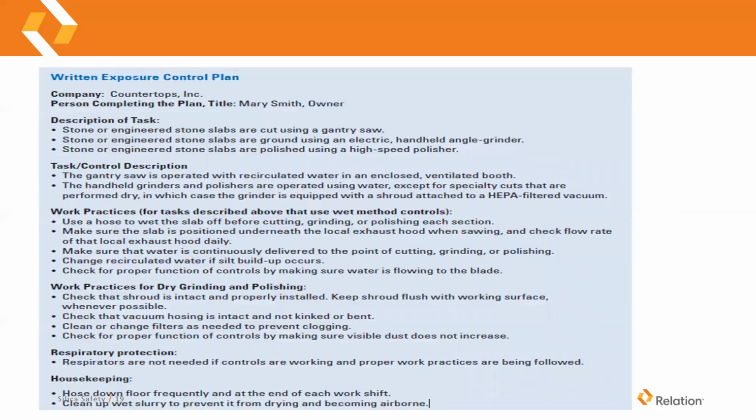So this is an example of a written exposure control plan. And as you can see, you've got the person completing the plan, and the description of the task. So stone or engineered stone slabs are cut using a gantry saw. And it gives you the task and control description. The work practice controls. So it says for tasks described above that use the wet methods controls. And then below that, for dry grinding and polishing, we have respiratory protection information, and then your housekeeping information at the bottom.